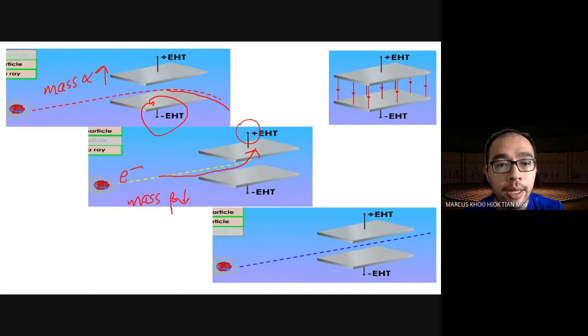Okay, gamma, a gamma ray, because it is neutral, this is not very good lah. Okay, it's just going to go straight. It's not going to be deflected at all. Okay, because there's no charge.